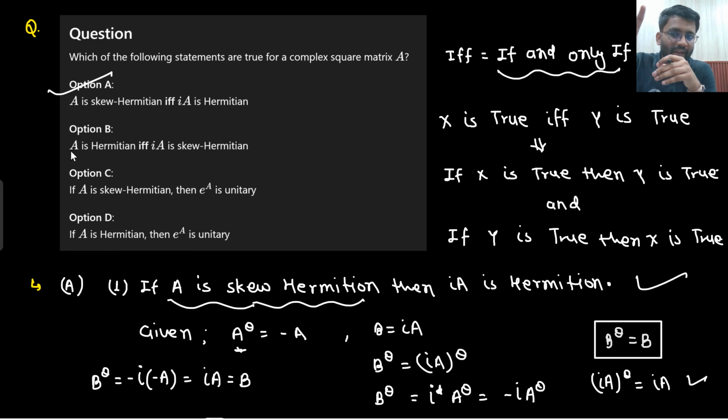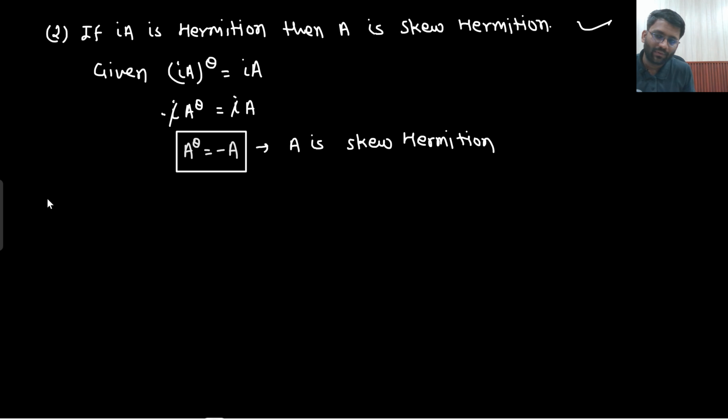If A is Hermitian, then IA is Skew-hermitian. If IA is Skew-hermitian, then A is Hermitian. What you will do? A is Hermitian, write down the condition, then assume IA as B. B theta you calculate. Then whatever condition you get, based on that you will be able to see that option B is also correct in both directions. Option B, homework on your own.